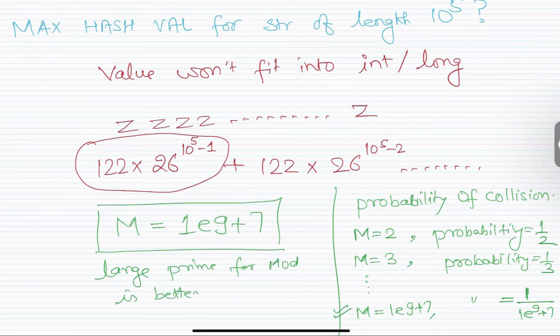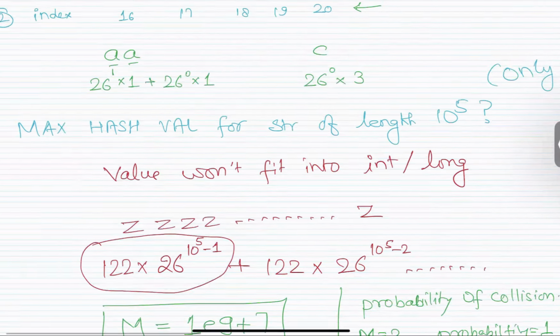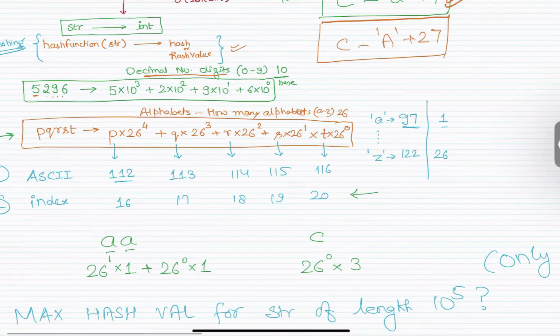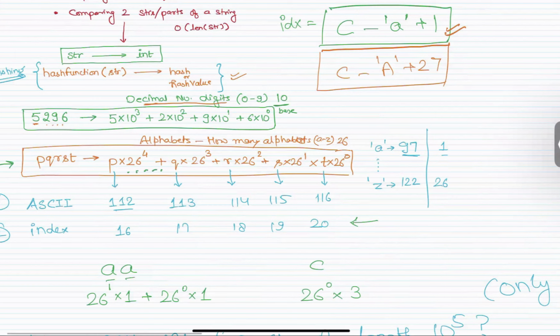Okay, so now our goal is to define our hash function in such a way that for a string, we apply the same maths that we did over here, but we keep doing mod at every stage. Like P into 26 power 4, do a mod. Q into 26 power 3, do a mod. And then keep adding. So using modulo arithmetic, we can compute the hash.